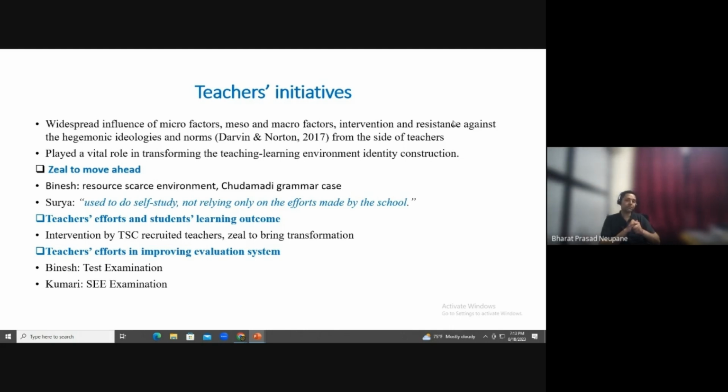And their efforts not only influence them, but also influence the teaching learning environment and the learning outcome of the students. These teachers identified themselves as TSC recruited teachers. Most of the teachers were using the same word, TSC recruited teachers, because they aligned themselves with these teachers who had a certain zeal to bring transformation in teaching learning, right? And their effort has brought transformation in the teaching learning environment and even the evaluation system and examination modalities.